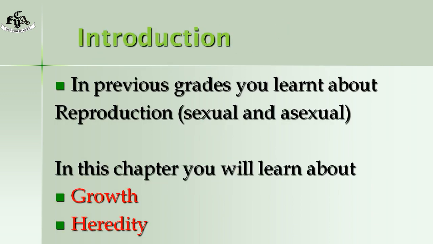In previous grades, you have learned about reproduction. What is reproduction? Reproduction is actually a character of living things through which they produce offspring of their own kind. You have also studied sexual and asexual reproduction and their subtypes in previous grades. In this chapter, you will learn about growth and heredity.